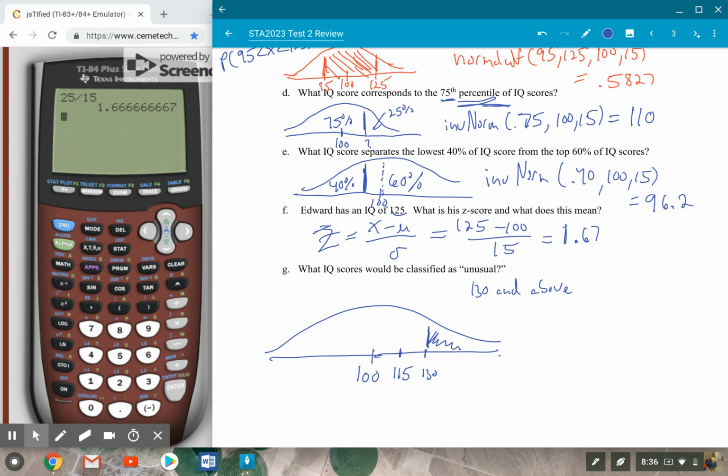But there are also unusually low scores. So if you go down by 15 once, you're at 85. The second time, you're at 70. So then 70 and below.